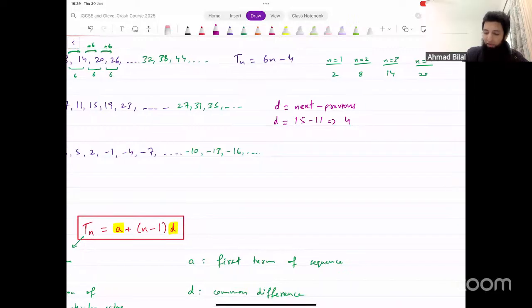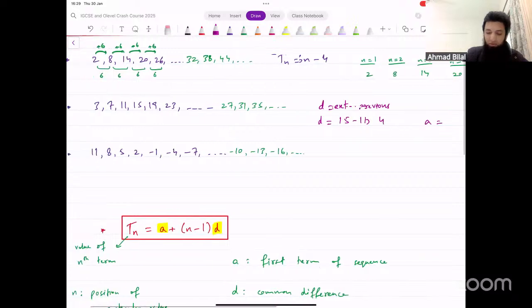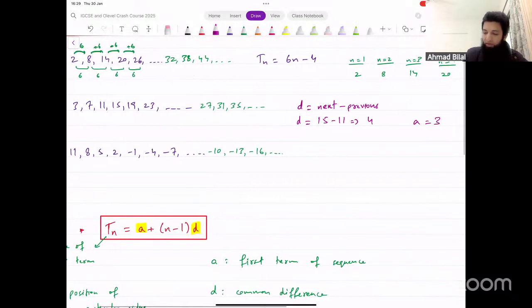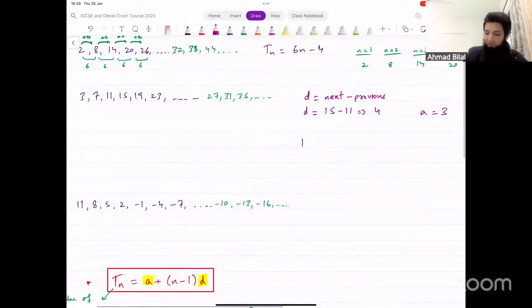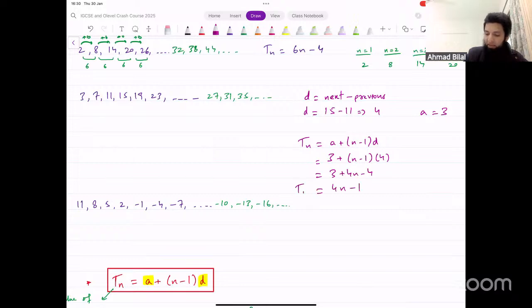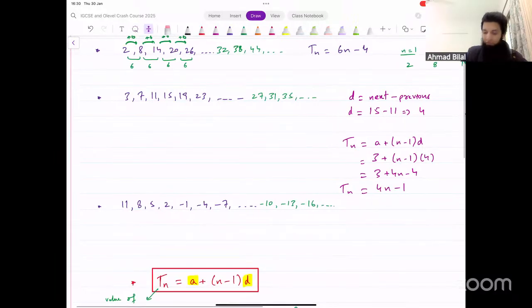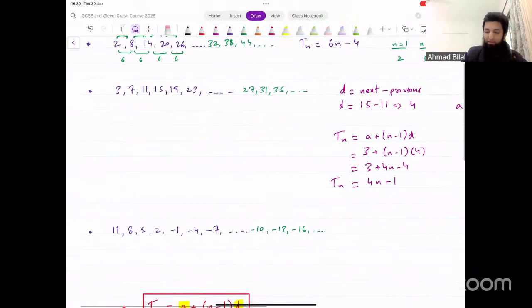And what about the value for a? The value for a is equal to 3. Right? So I have d equal to 4, a equal to 3. What I can do now is use the nth term formula that I wrote below to find the nth term of the sequence, because the formula looks like this: a plus n minus 1 times d. I know the value of a is 3, so I can just input that here. And the difference was 4. If I input that here, that gives me 3 plus 4n minus 4, which simplifies to 4n minus 1. That's the nth term formula for this second sequence, 4n minus 1.